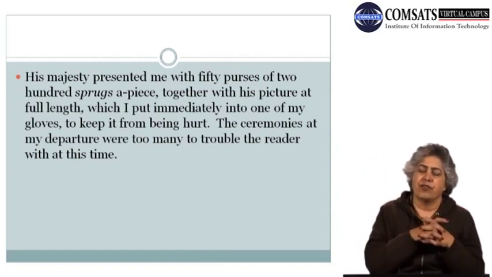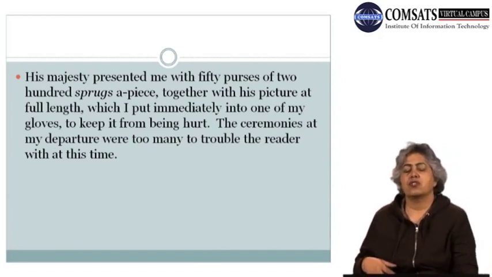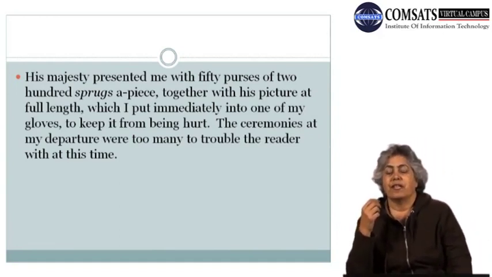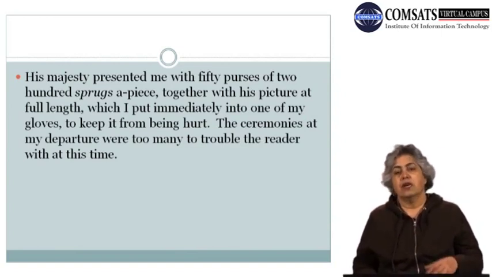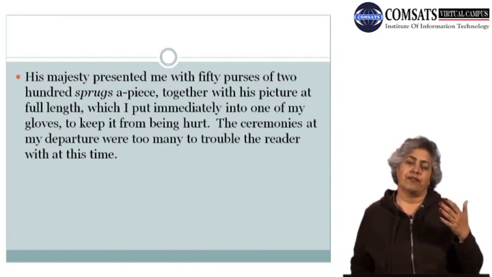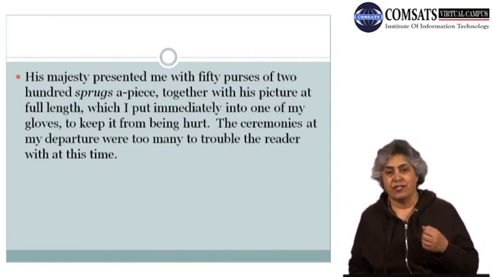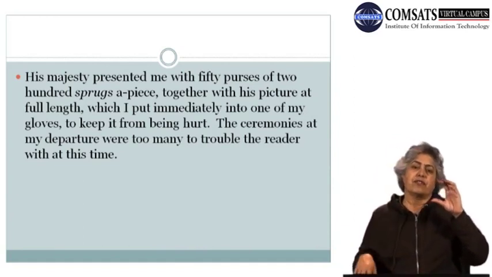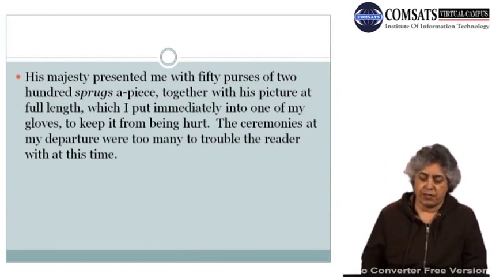They are currency for Lilliput and Blefuscu, but that is not so for Gulliver. Gulliver can hardly make anything out of these sprugs because they're so tiny. They say that they are made of gold, but then gold has to be solid. So, and he also gives Gulliver his picture at full length. Now, Swift is being rather sarcastic here when he says that I put it immediately into one of my gloves. So it's so small. Probably this is the size of the picture. And it's not difficult for Gulliver to keep it safe by putting it in his glove. So that is how much the size differs.